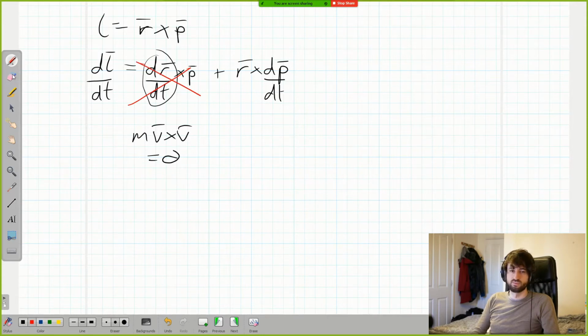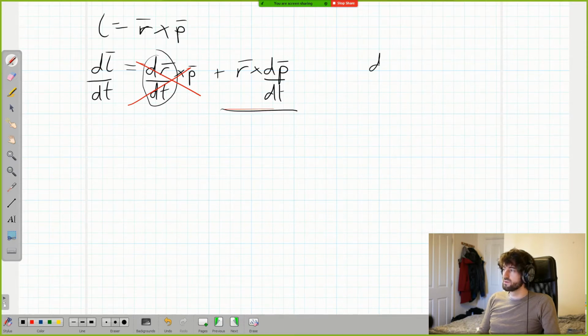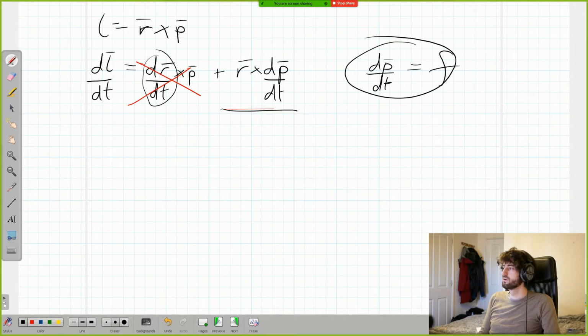As usual, it's a common theme in these physics lessons, isn't it, that large bits just disappear. So we're left with just this, and we know another name for dp by dt, don't we? dp by dt is force. This is Newton's second law: the rate of change of momentum is force.